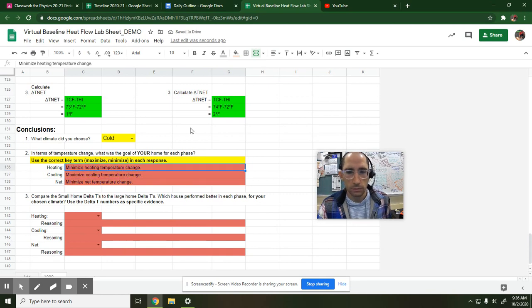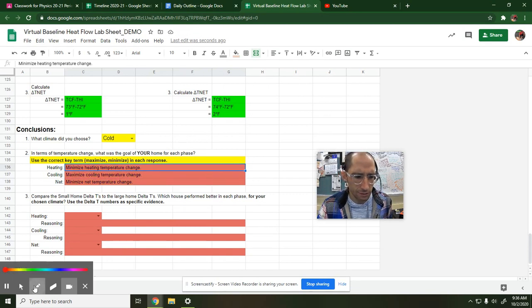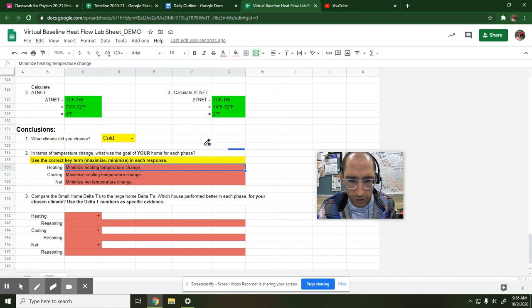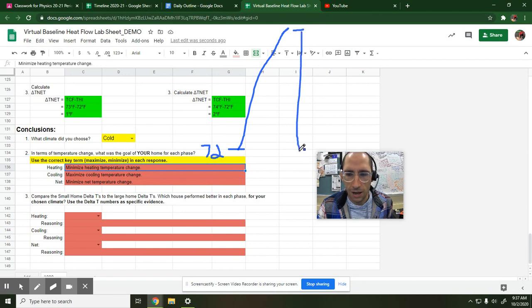Cold climate people, it's kind of the opposite. Imagine you're in the Arctic. I'm in the Arctic Circle. It's about survival, people. And your house starts at 72. Somehow it's 72 degrees in the Arctic. During heating, you want to gain as much heat as possible. You want to maximize your heating temperature change.